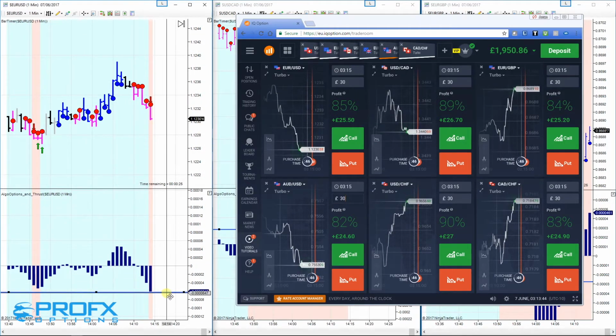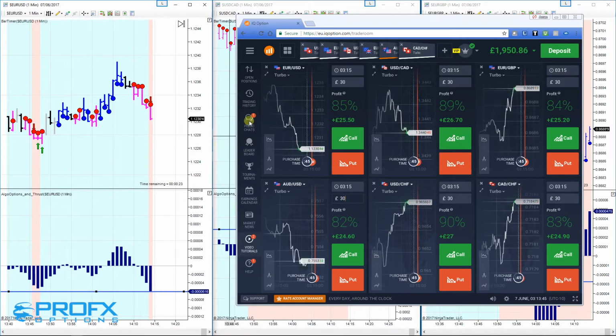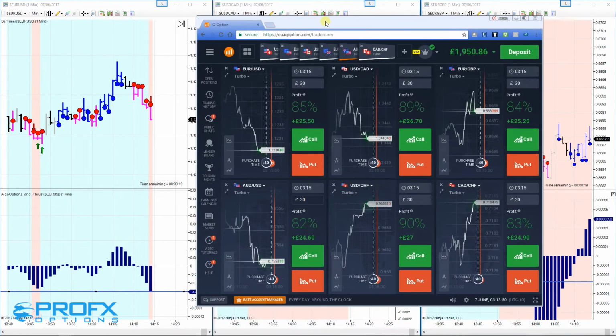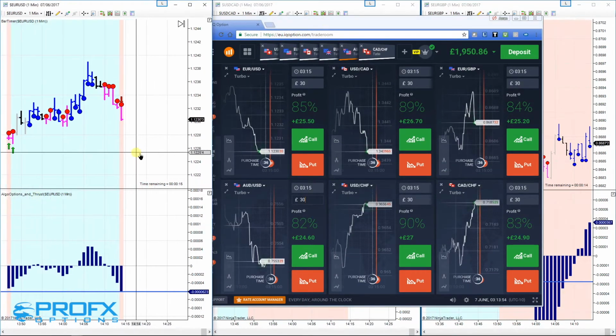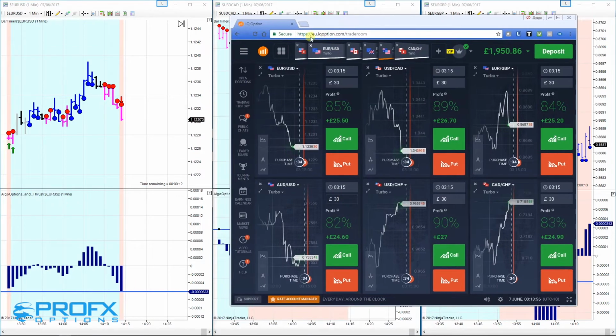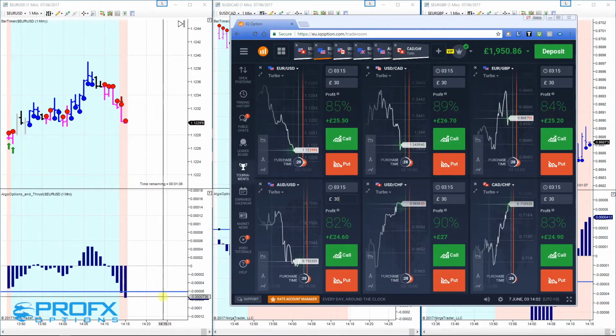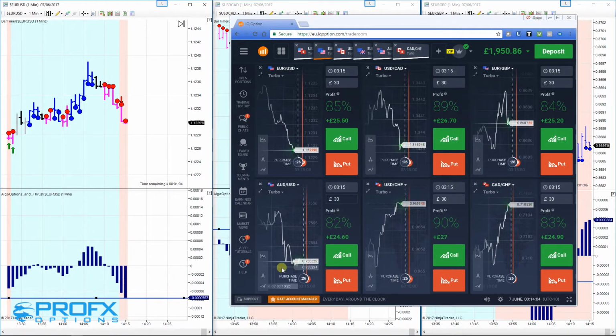I'll move my support line down so I can start measuring the thrust. Remember, that's one of the most important rules here. Must be momentum on the thrust bar. So you can see on my IQ account, I am trading a real account here of £1,950. Okay, so my bar has just closed, and now I'm getting ready to place my put options.